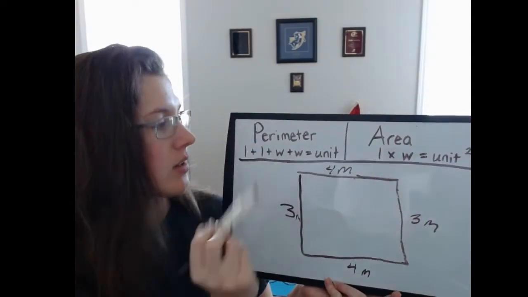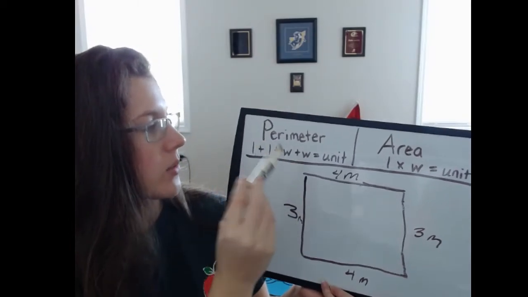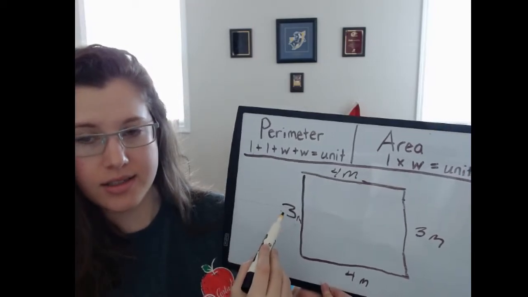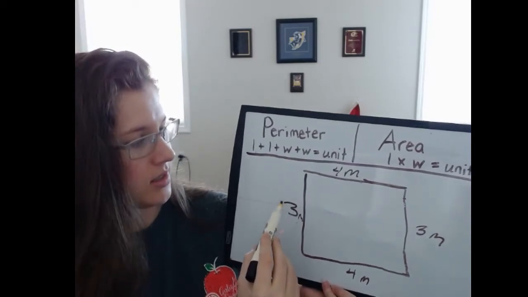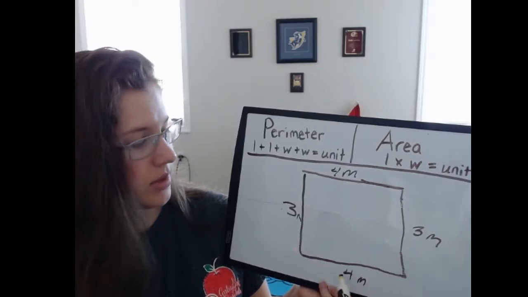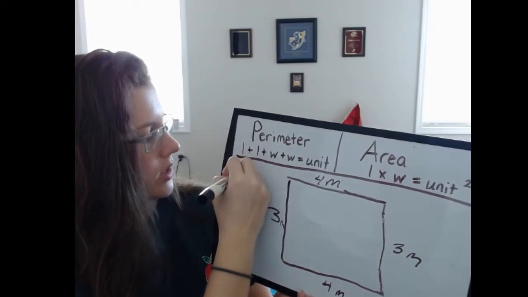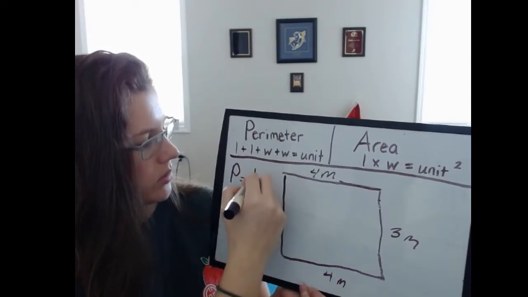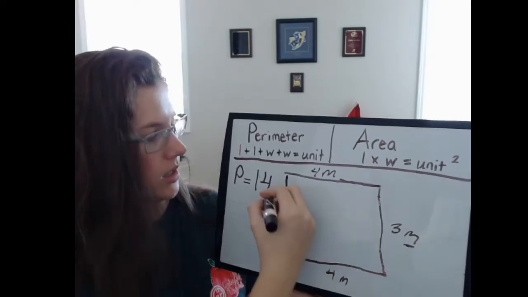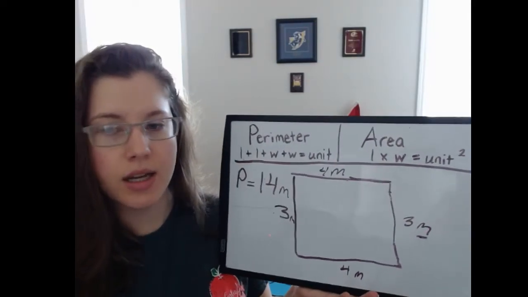But to find a perimeter, all we have to do is add up all four sides. The length plus the length plus the width plus the width. So 4 plus 3 is 7. 7 plus 3 is 10. 10 plus 4 is 14. So perimeter equals 14. Now don't forget your unit, 14 meters.